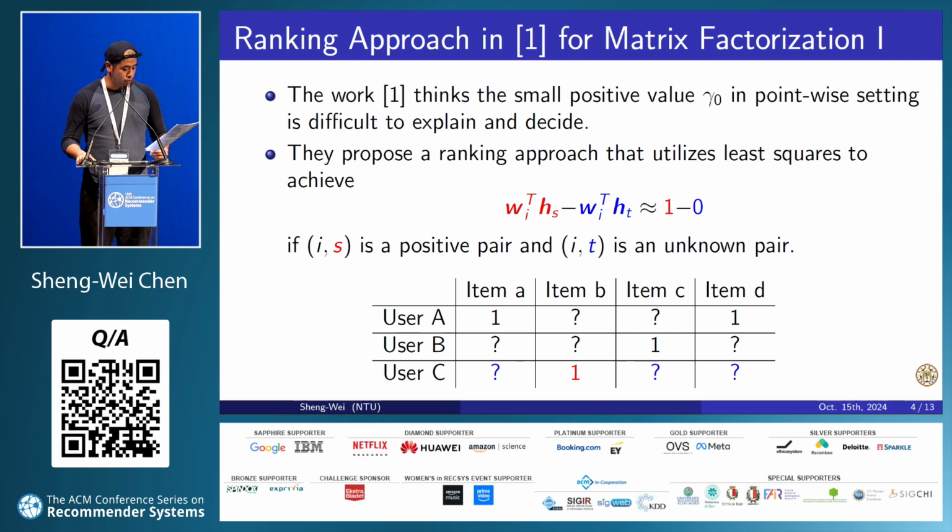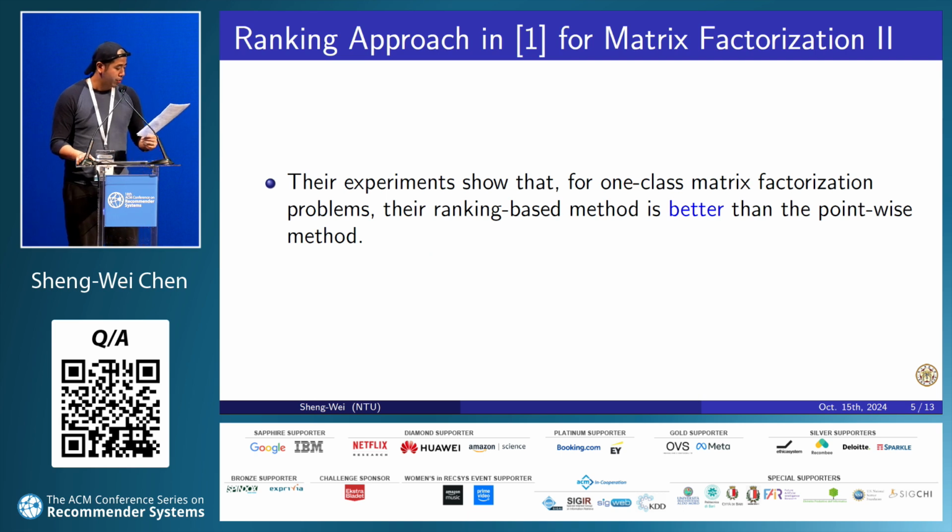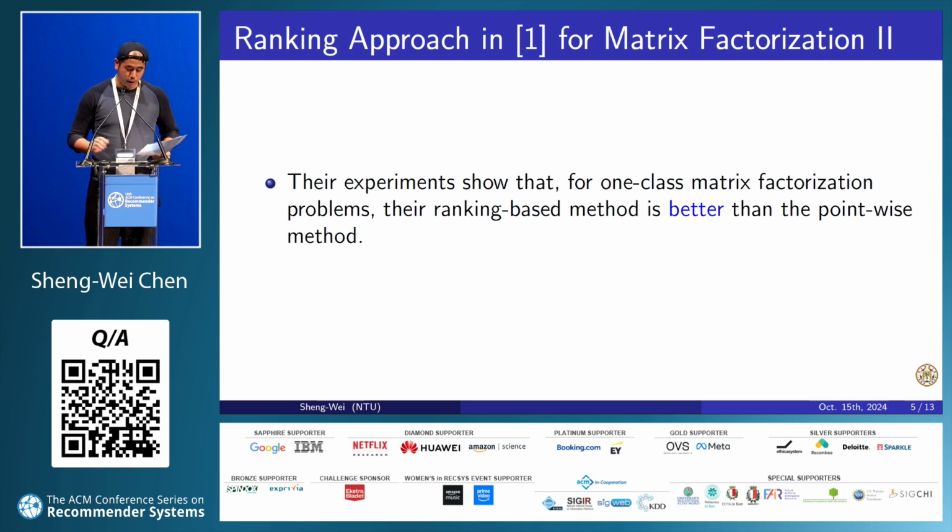We use red to denote a positive pair and blue to represent an unknown pair. For example, for user C, we then have 3 pairwise losses: item B to item A, item B to item C, and item B to item D. Their experiments show that for one-class matrix factorization problems, their ranking-based method is better than the pointwise method.